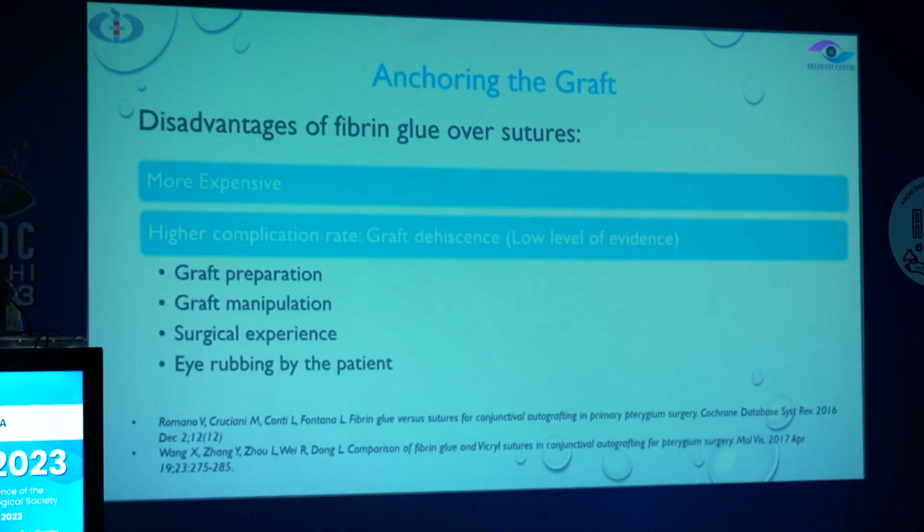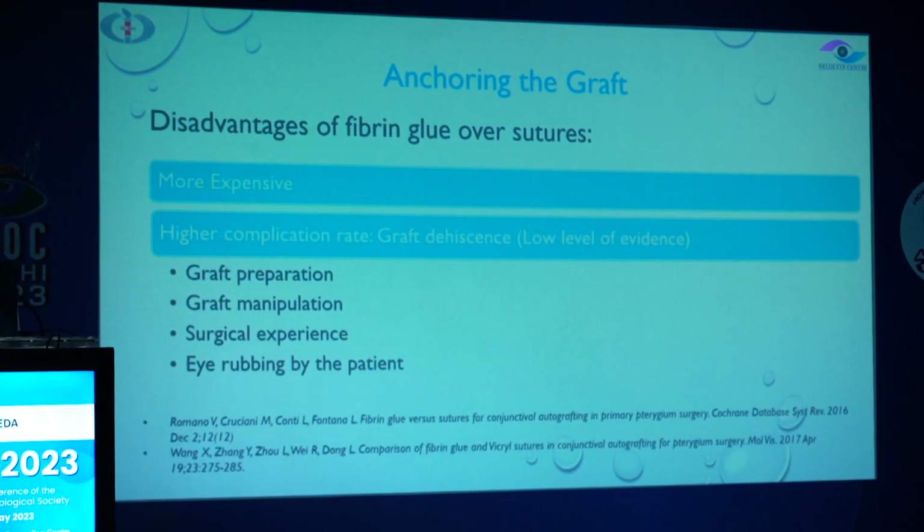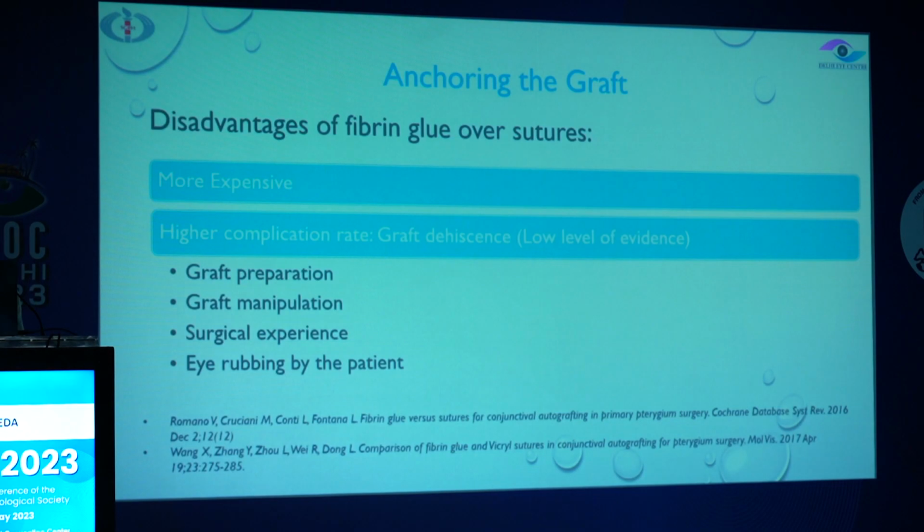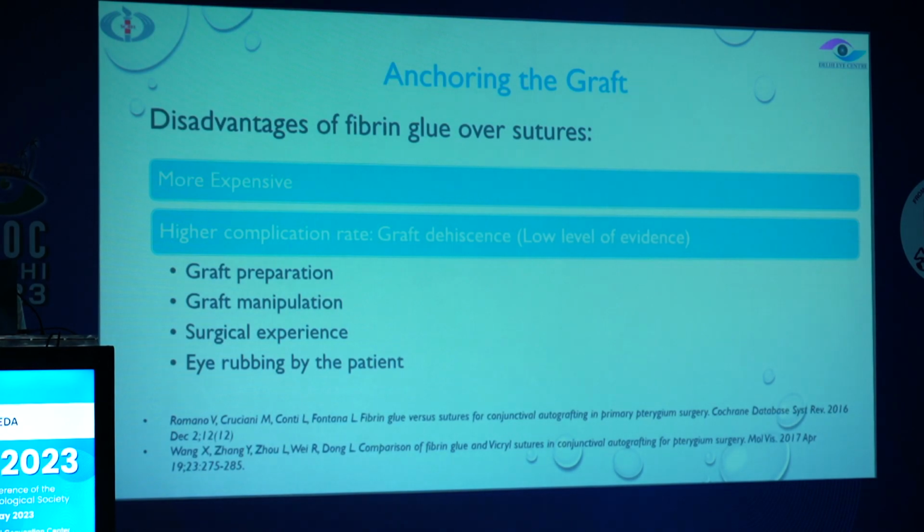The main disadvantage of using fibrin glue over sutures remains the additional cost of the fibrin glue. There is again a low level of evidence to suggest that there might be a higher complication rate of graft dehiscence in particular. But graft dehiscence depends on a lot of factors, including graft preparation, the manipulation of the graft, the surgical expertise, and eye rubbing by the patient. These were the factors which were found in this Cochrane review.